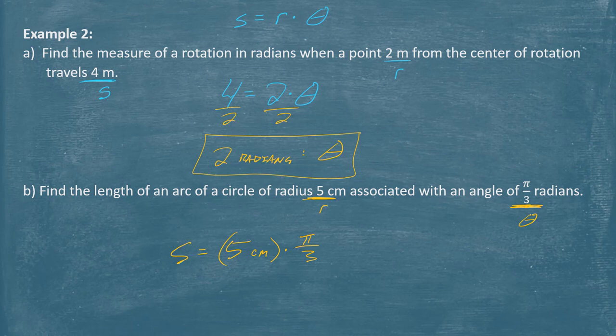Had that been in degrees, I would have needed to convert it first. Now it's just a matter of simplifying. So the arc length is equivalent to 5 pi thirds, and then that unit of centimeters would still be there because an arc length is technically a distance. Since it did give us a unit of measurement, try and remember to include that on your final answer.